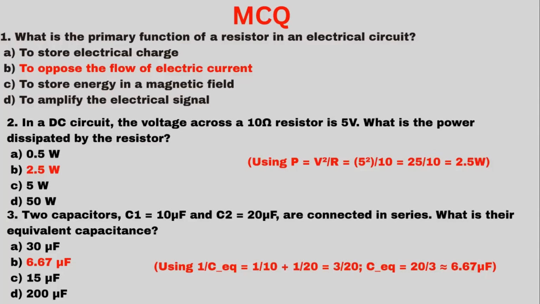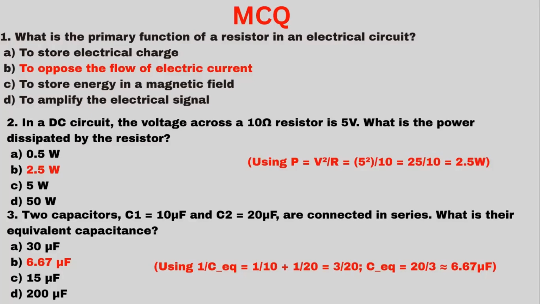So the answer, you have to use a formula that is P is equal to V square by R, that is 5 square by 10, and 25 by 10 is equal to 2.5 watts. So the answer is 2.5 watts. So these are the small type of questions you will be getting, or maybe you will be getting in your examination. So accordingly, you have to prepare. Maybe the values will be changed, but how to do the calculations, you have to understand.